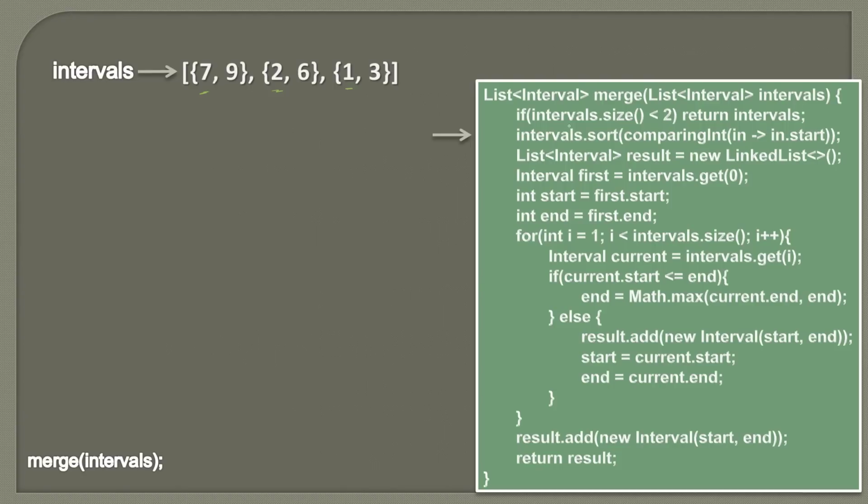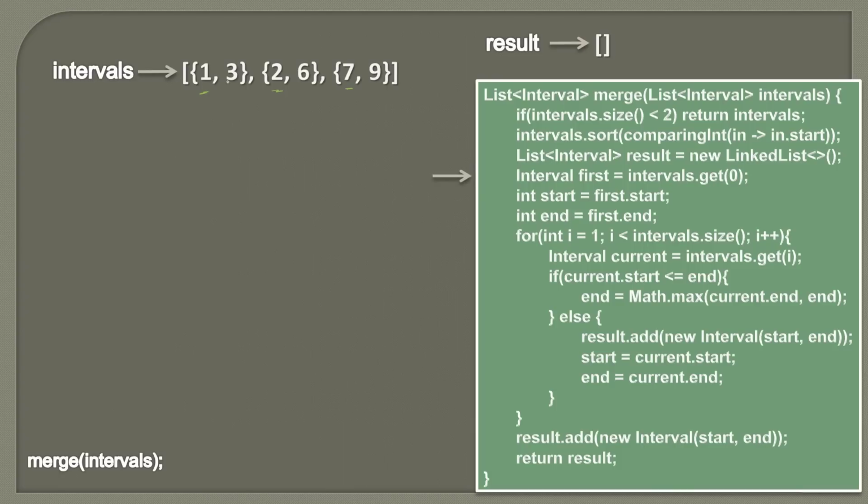So the comparingInt method will take this intervals list and sort it based on the start time. The intervals will become something like this: 1, 3, 2, 6, 7, 9. So 1 is less than 2, 2 is less than 7. So it has sorted based on the start time. Moving ahead, as we need to return a list of all non-overlapping intervals, we will create a result list like this. Currently it's empty.